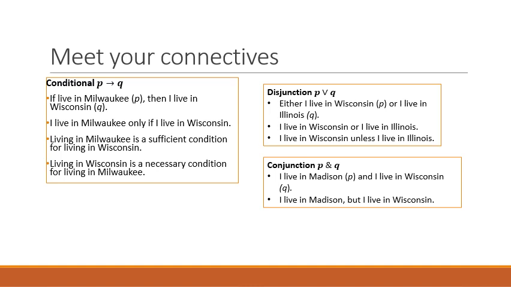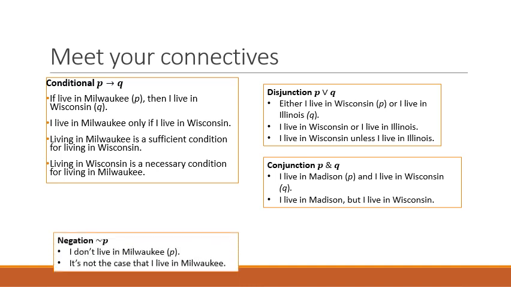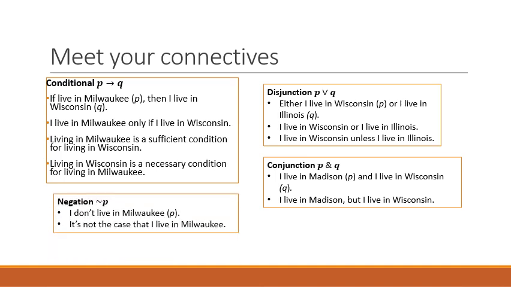And remember, these are all the binary connectives. They all take two things and put them together with this connective and make a new sentence. So there's the one unary connective, which is negation. There are a number of different ways to negate a sentence, but here are two of the most common. So if you have the sentence I live in Milwaukee, think of ways to say the opposite. I don't live in Milwaukee. It's not the case that I live in Milwaukee. Those are the most common ways to negate an existing sentence.